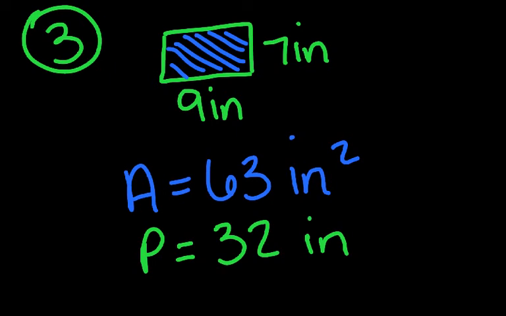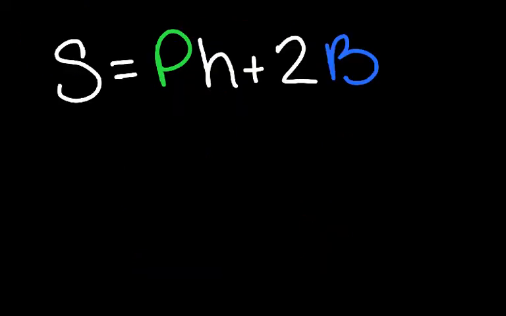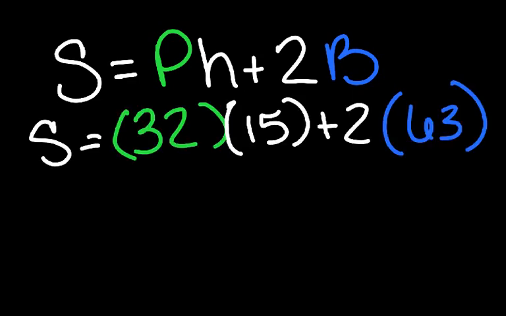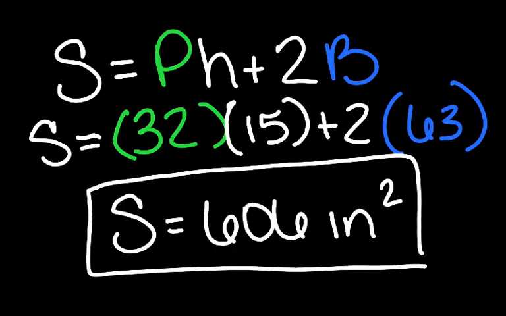Okay, now we're ready to write the formula. Once you write your formula, go ahead and replace your variables with your numbers. Plug that into your calculator and write down your answer. Should give you 606 inches squared.